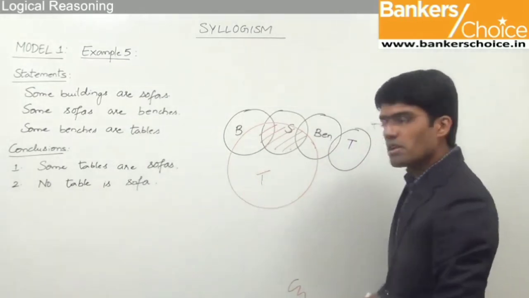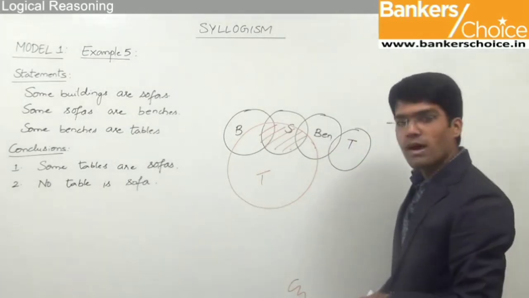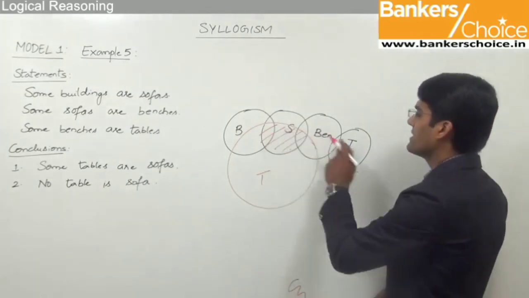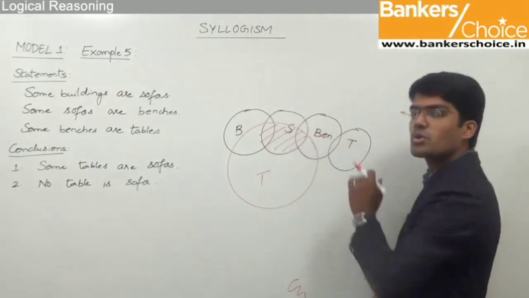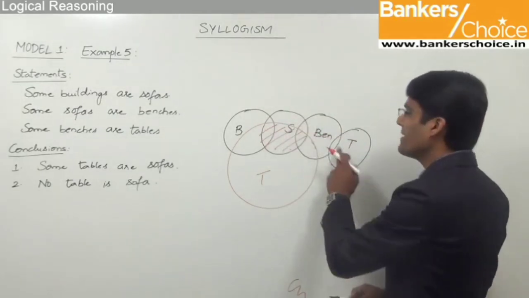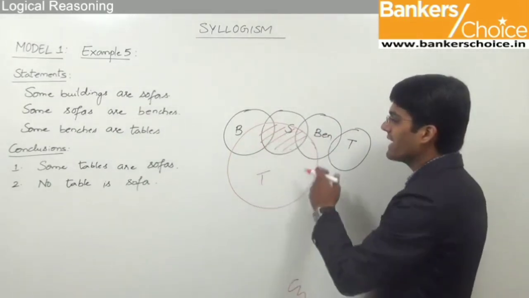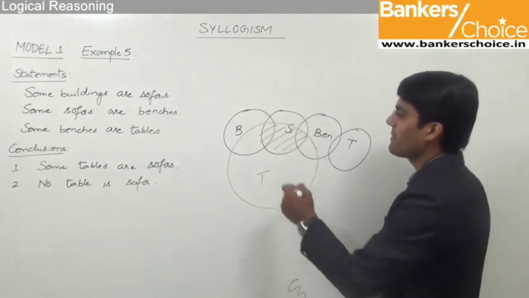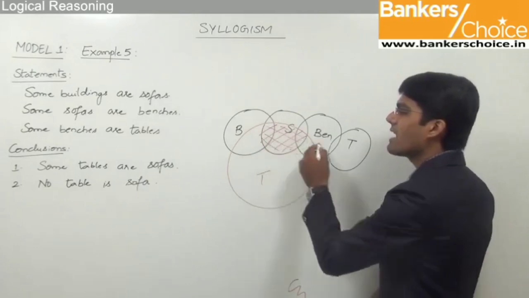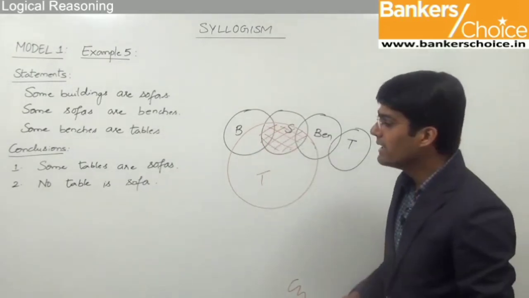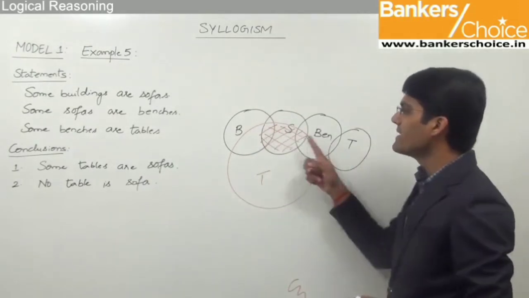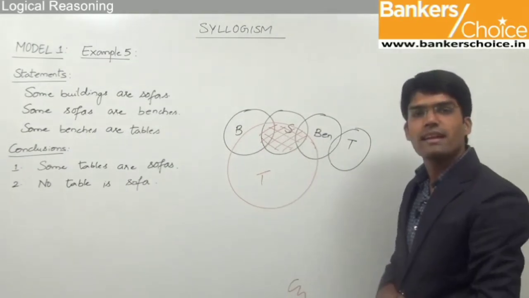And if you look at the conclusion number 2, that is no table is sofa, it follows the basic diagram. Why? Because tables and sofas are completely disjoint. There is no overlapping. So no table is sofa is true as per the basic diagram. But if you look at the second diagram, no table is sofa fails. Why? Because we know that some of the tables are sofas. So very clearly the conclusion number 2 follows the basic diagram, but it does not follow the second diagram.